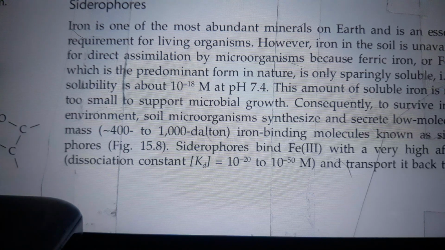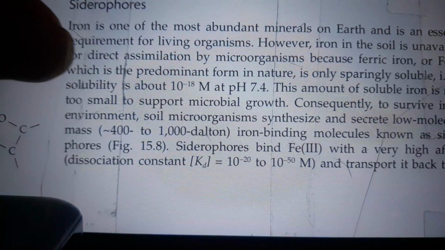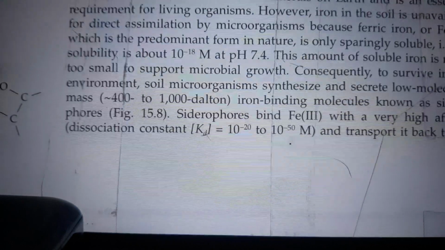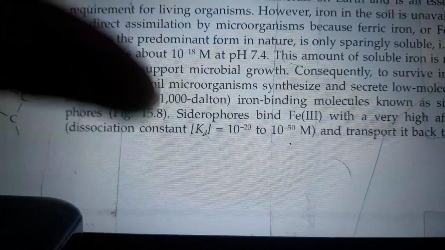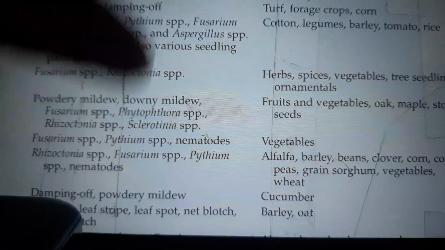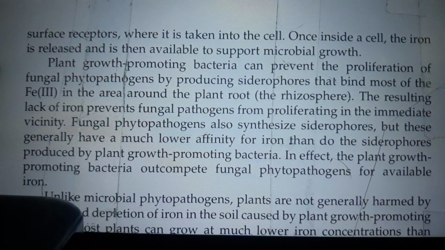Consequently, to survive in this environment, soil microorganisms synthesize and secrete low molecular mass, 400 to 1000 Dalton, iron-binding molecules known as siderophores. Siderophores bind Fe3+ with a very high affinity, dissociation constant Kd, 10 raised to minus 20 to 10 raised to minus 50 M, and are transported back to cell surface receptors, where the complex is taken into the cell. Once inside a cell, the iron is released and is then available to support microbial growth.